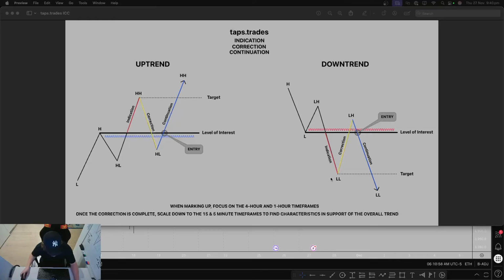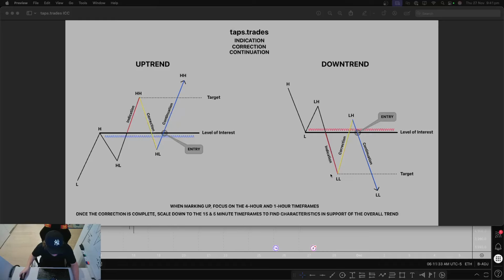Now after that lower low is created, we want price to correct. So this is the second phase playing out. We want price to come back above our level of interest, not breaking the previous lower high. At this point in time, we scale down to the 5-minute and the 15-minute time frame to support the overall trend, and that's the downtrend in this example. So we're looking for lower lows and lower highs on that 15-minute and 5-minute time frame. Once we see that and we can see price then breaking below the level of interest, we can look to take entry for the continuation phase.